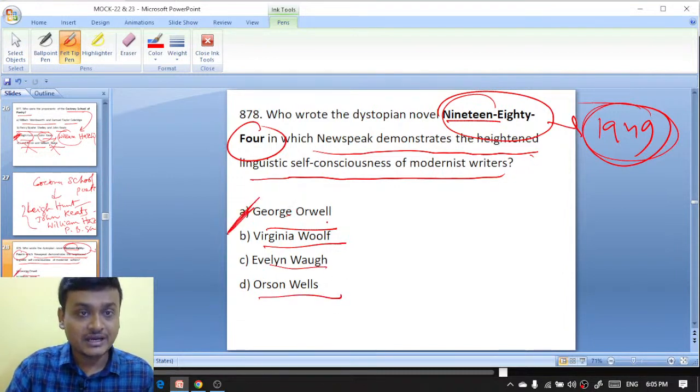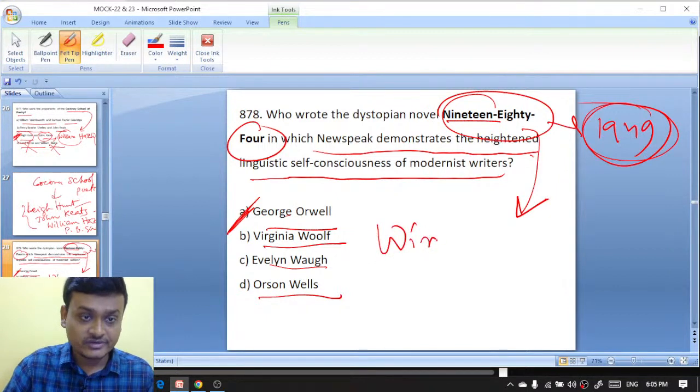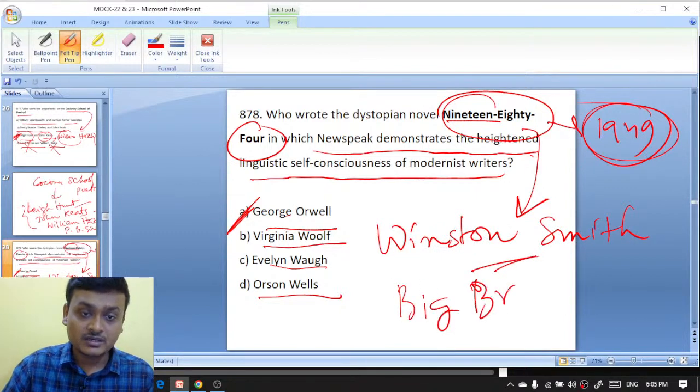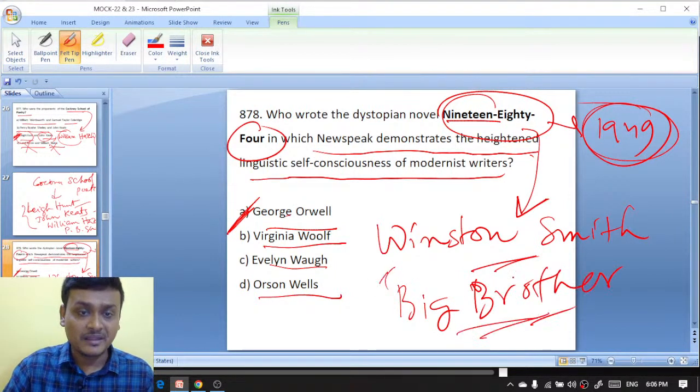George Orwell wrote 1984, and what is the main protagonist of 1984? The protagonist of 1984 is Winston Smith. Winston Smith is the main protagonist of this novel. Big Brother, another important character, also appeared in this novel. Winston Smith is the main protagonist, and his antagonist is Big Brother.